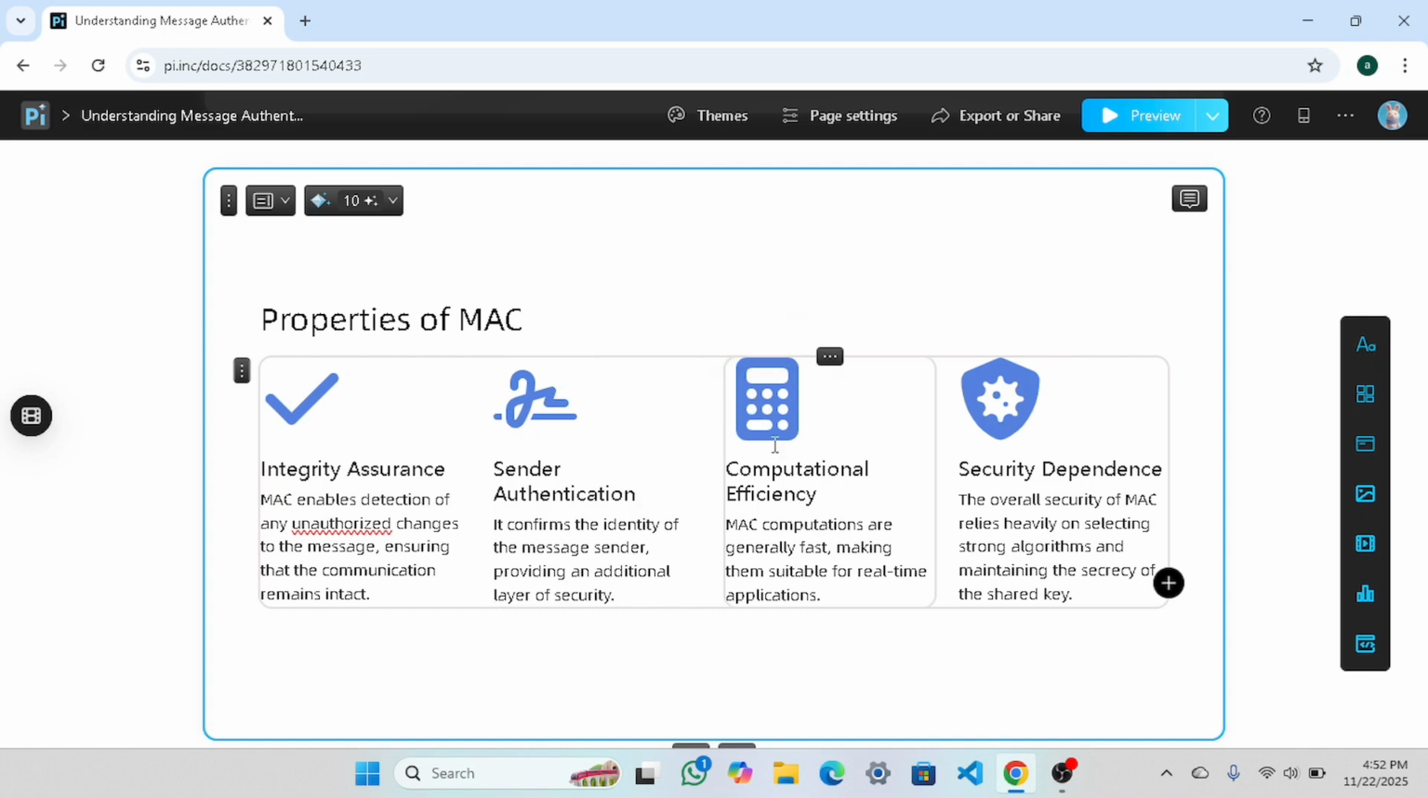Then computational efficiency is fast computation. How much time it takes, that is the efficiency. It should be fast. So this is a good property of MAC. Security defense. The overall security of MAC relies heavily on selecting strong algorithms and maintaining the secrecy of the shared key. So the whole security depends on a strong key and algorithm.